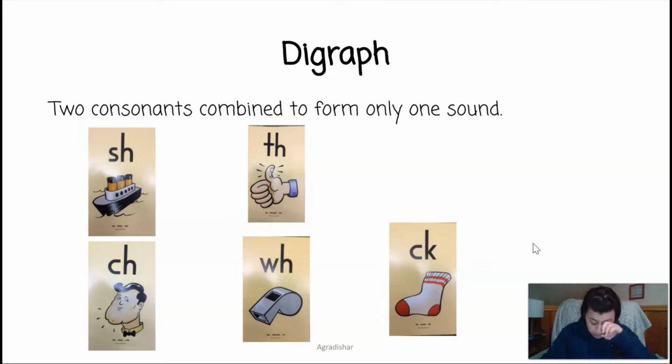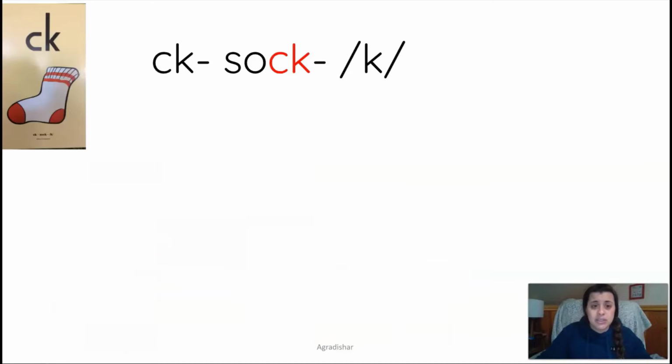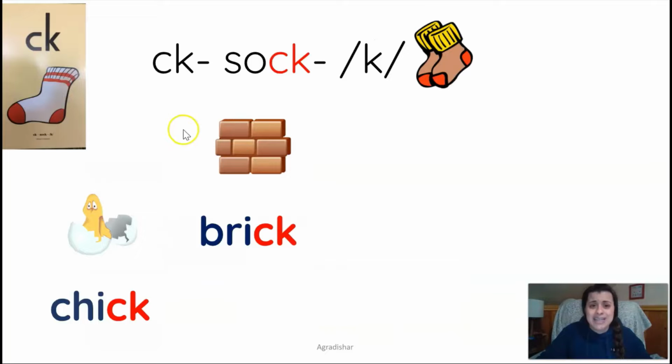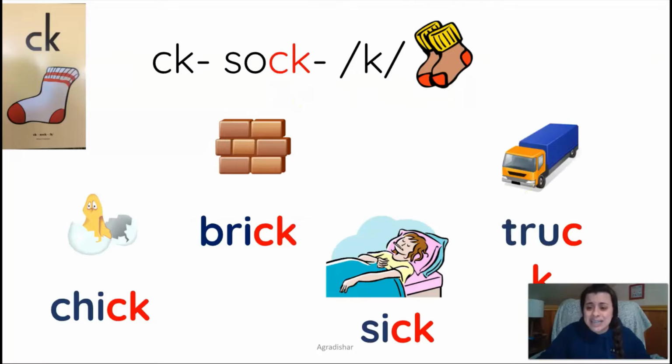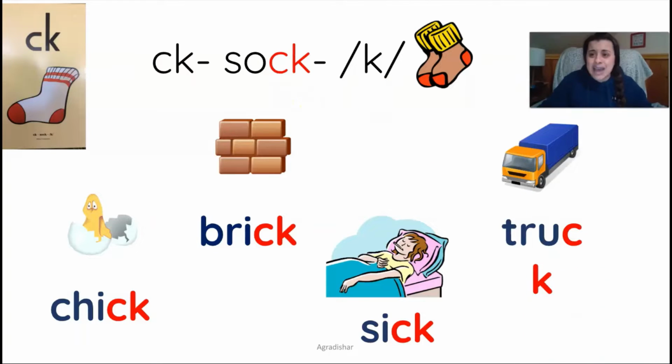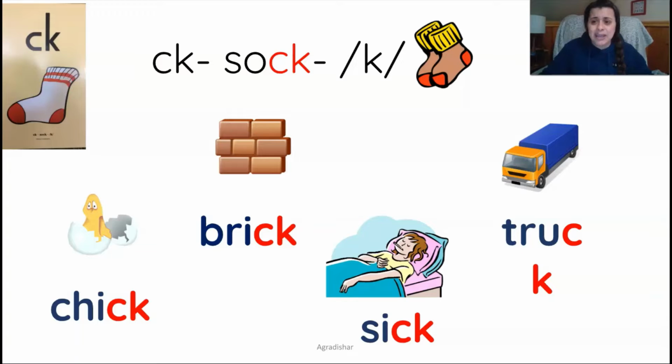However, we're only going to find it at the end of the word. So CK, sock, K, it makes the K sound, just like C and K. C and K together make the K sound. But it's important to know that CK is at the end of words. You will never just find a K, you will find a CK.